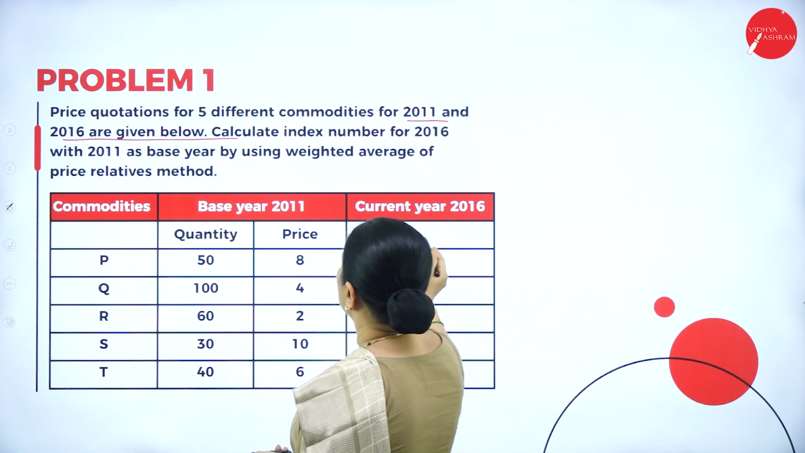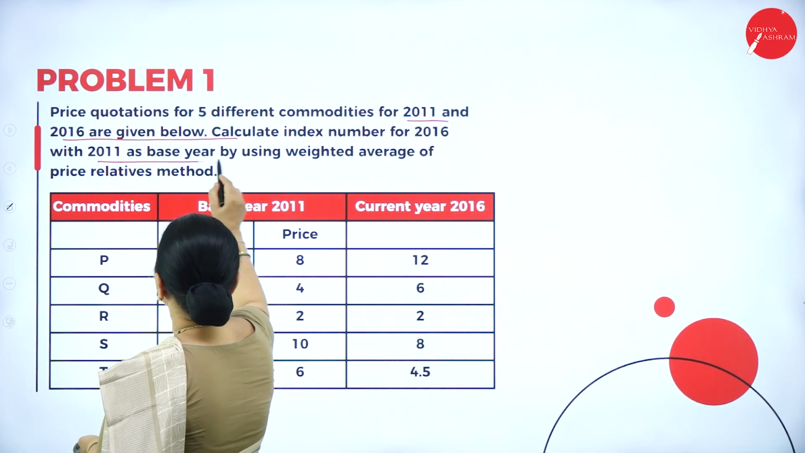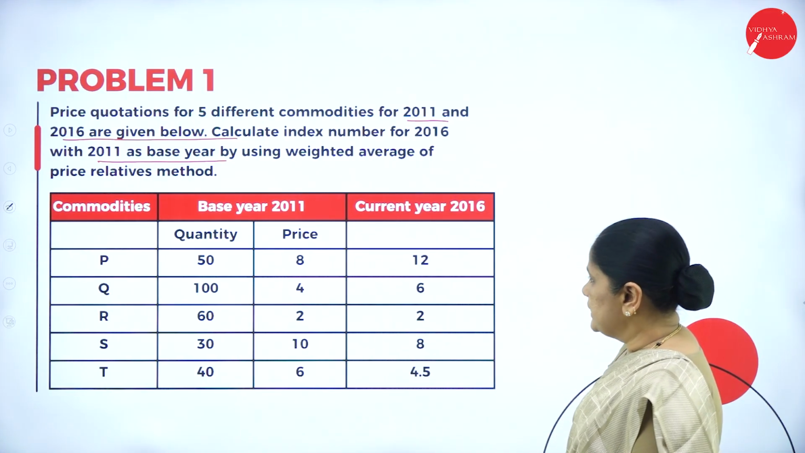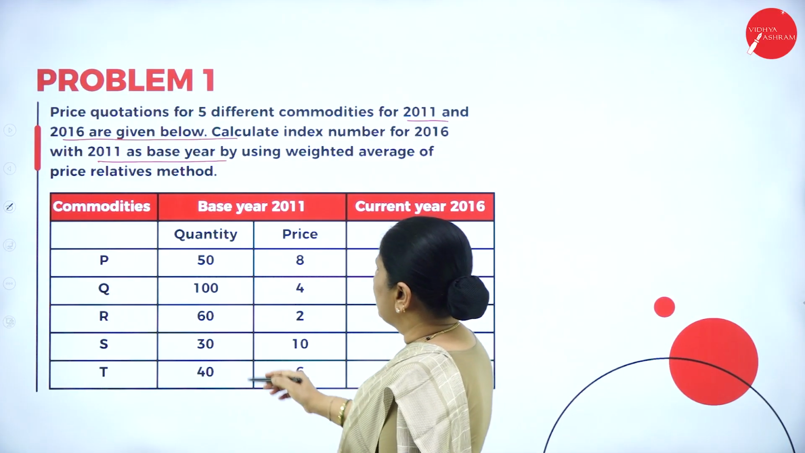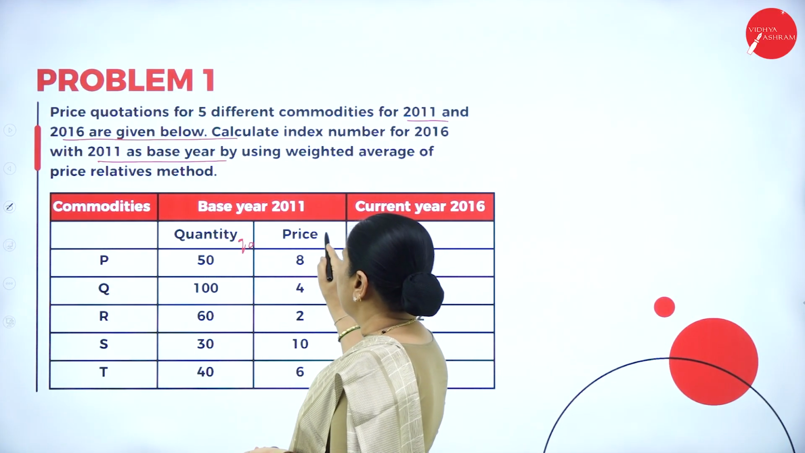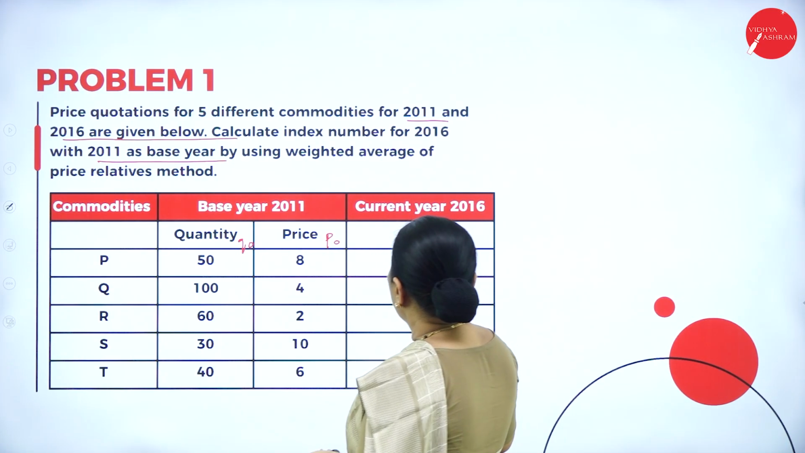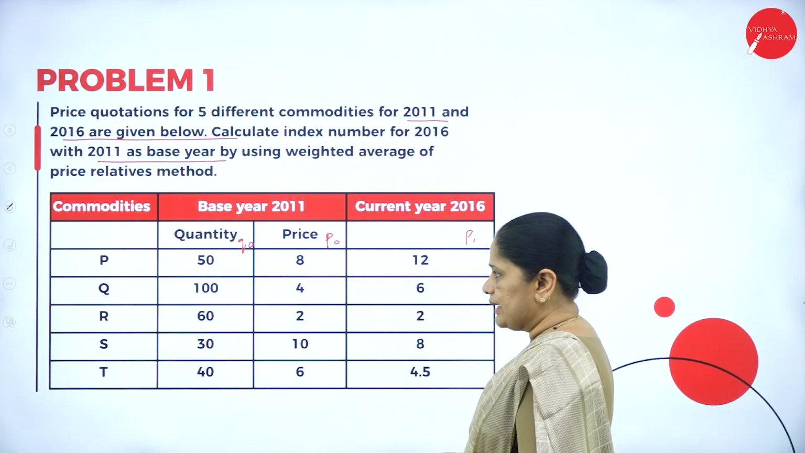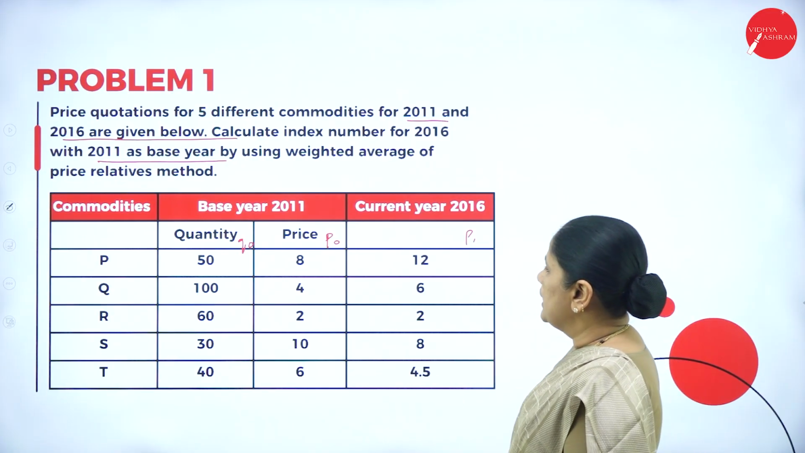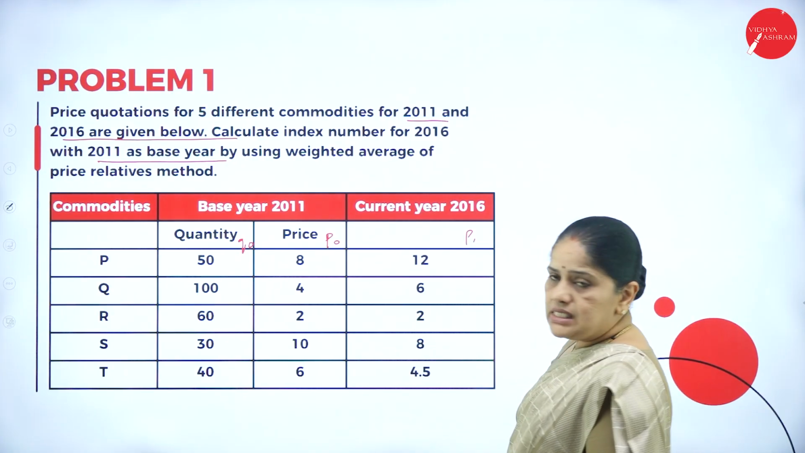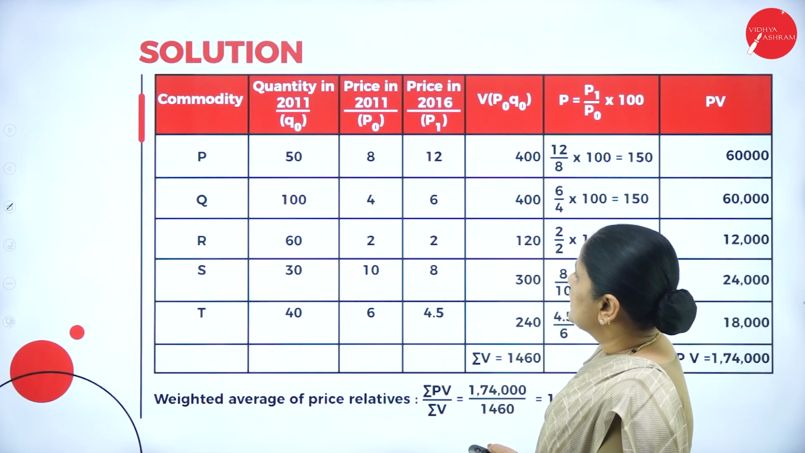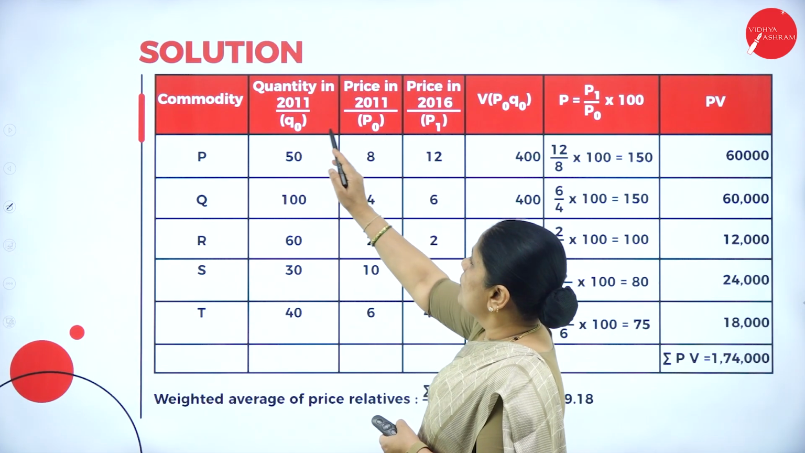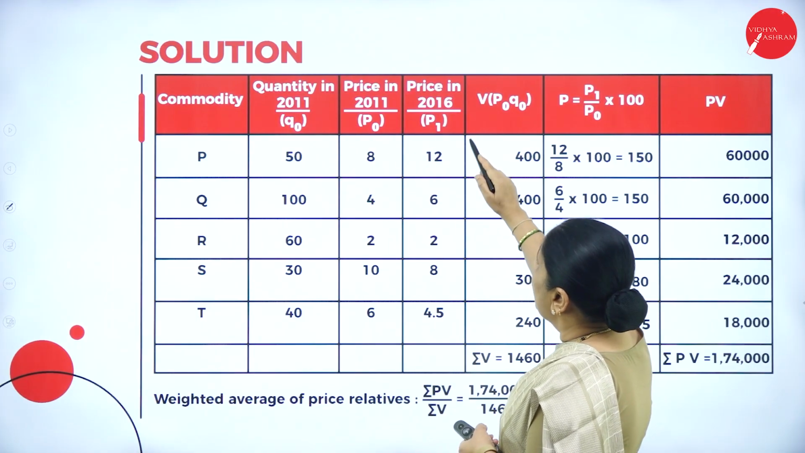Now, next one. The price quotation for different commodities of 2011 and 2016 are given below. Calculate the index number for 2016 with 2011 as base year by using the weighted average of price relatives method. We are given the quantity of the base year, the price of the base year and the price of the current year. We are given 5 commodities. Now, how do we work out the solution here? First thing is we'll identify what is Q0, what is P0 and P1.